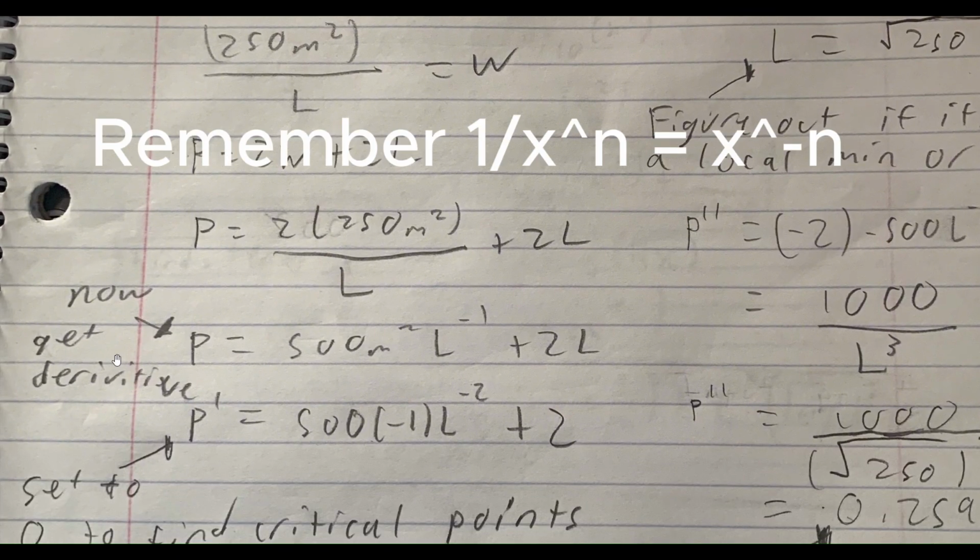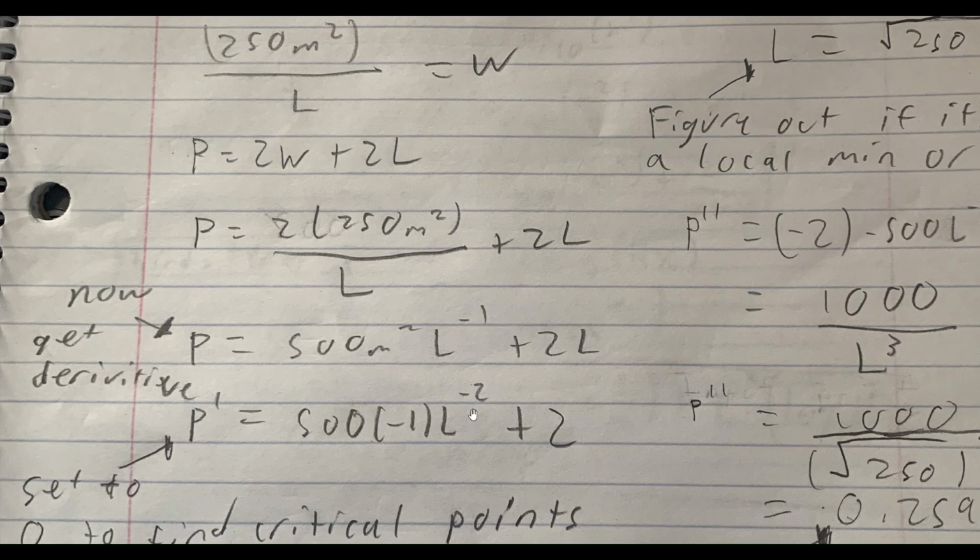Then we have our equation, and then we just get the derivative of this equation, which kind of uses the chain rule here, or I guess the power rule, to give us our derivative right here.